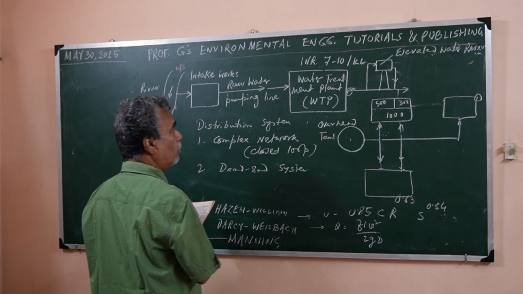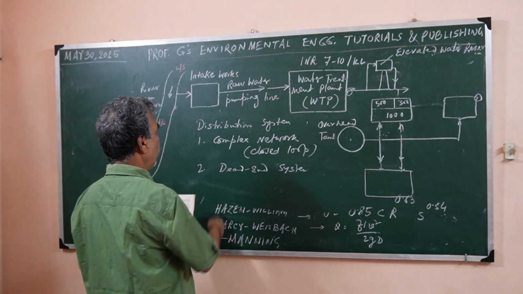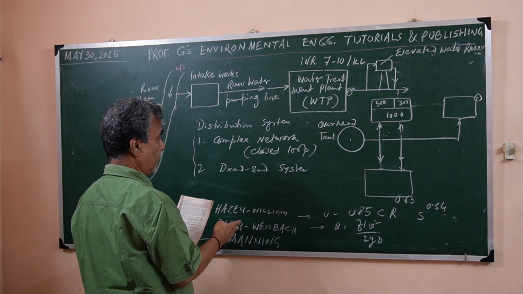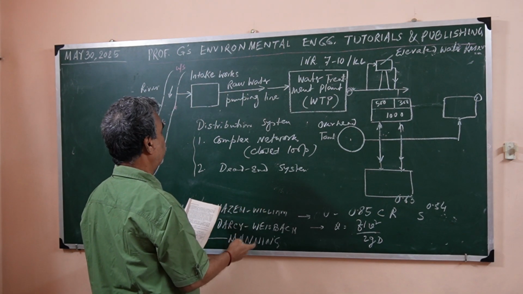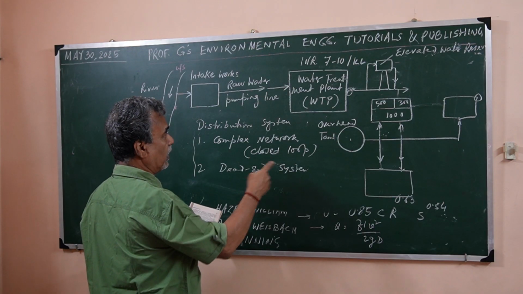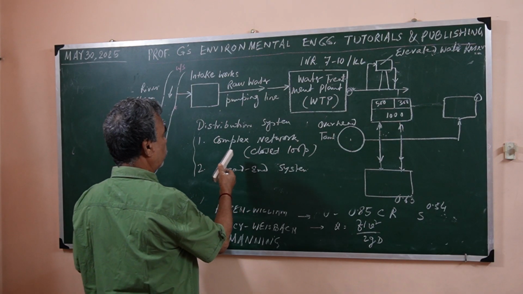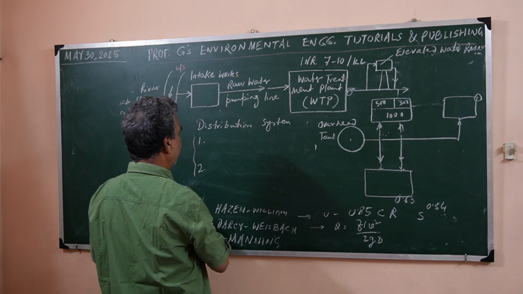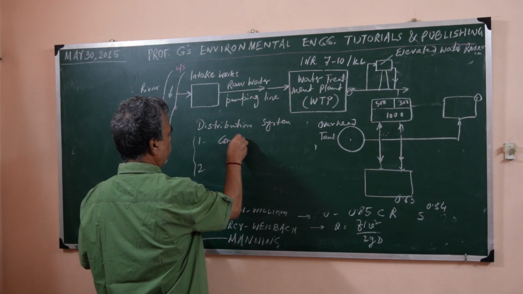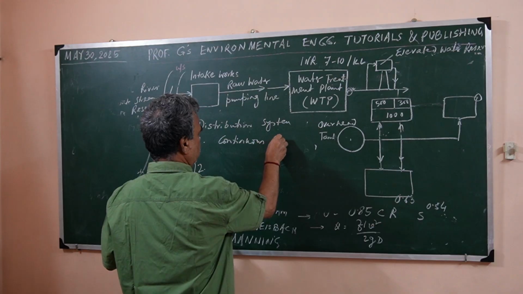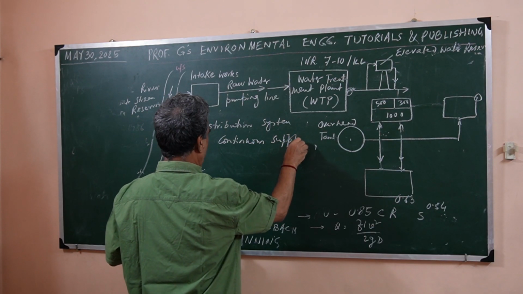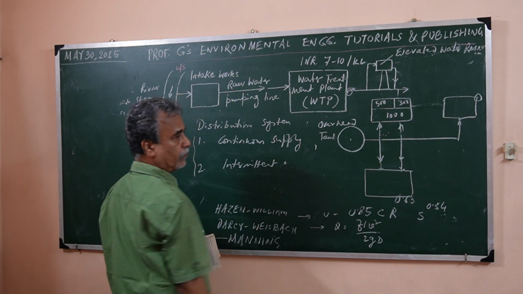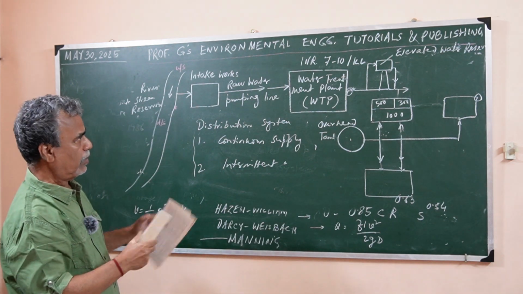And also, as I have already discussed, we have this type of system based on the pipe network and the laying of pipes. Another way to classify the distribution system is the continuous supply system, and another is the intermittent supply. That has already been discussed earlier, so I'm not repeating this one.